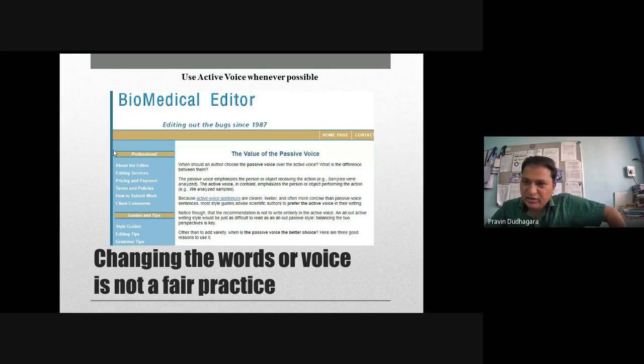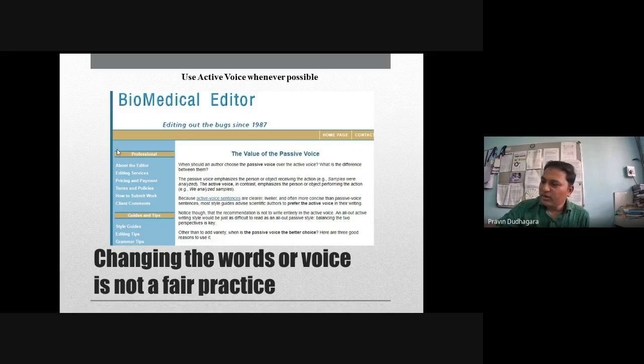Generally in scientific writing, especially in medical science, life science or natural sciences, the active voice is generally used, even in engineering, except in the methodology portion. Technology and engineering faculty also use the active voice. So whenever it is possible, you are supposed to use the active voice, except in methodology, where the passive voice is generally allowed in scientific literature. Now, students generally change the word or the voice, active into passive or passive into active.